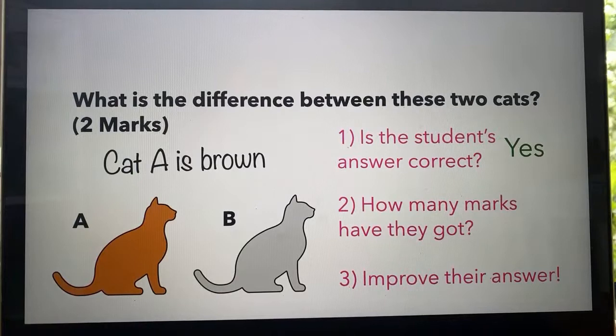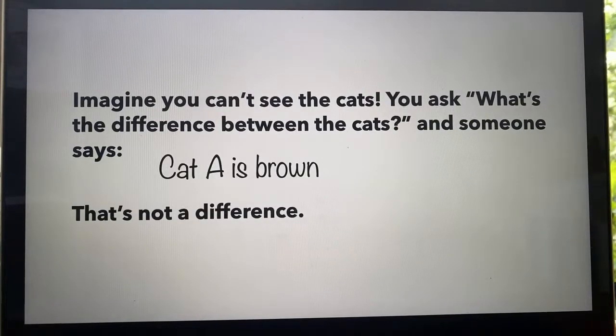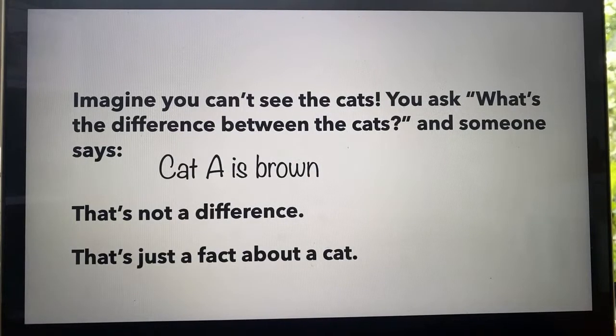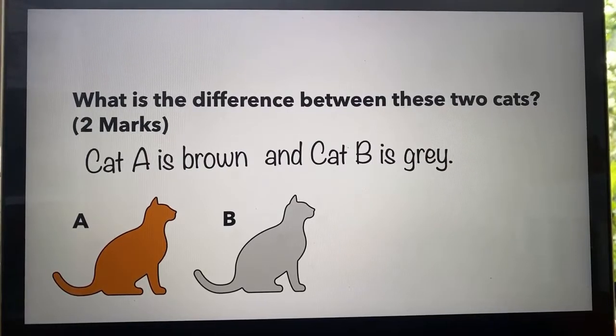Okay, I've said yeah, the student's answer is correct, but they've only got 1 mark. Can you improve their answer? What has the student done wrong? Well, imagine that you can't see the cats. If someone says to you, what's the difference between the cats? And you say, cat A is brown, that's not a difference, is it? That's just a fact about a cat. You've got to compare them. So hopefully to improve the answer, you said something like cat A is brown and cat B is grey.